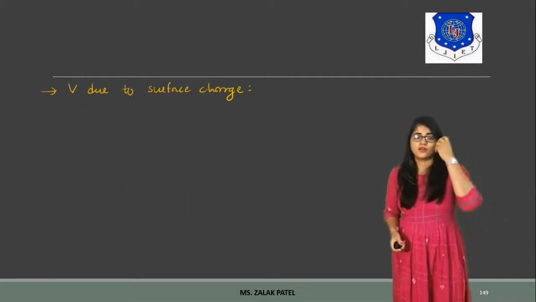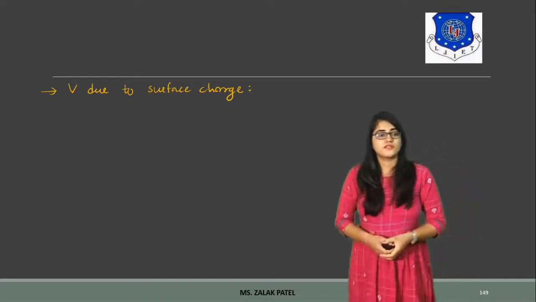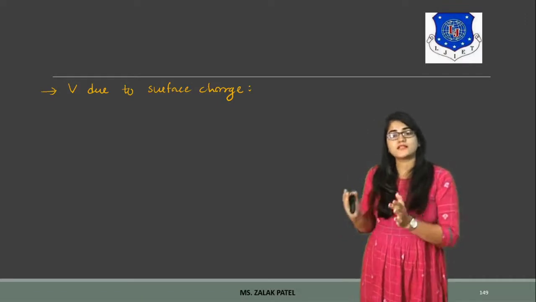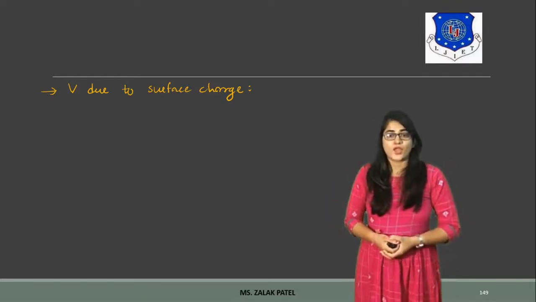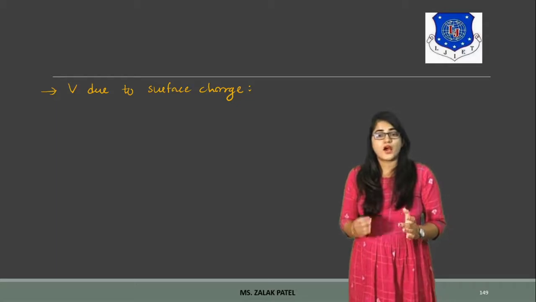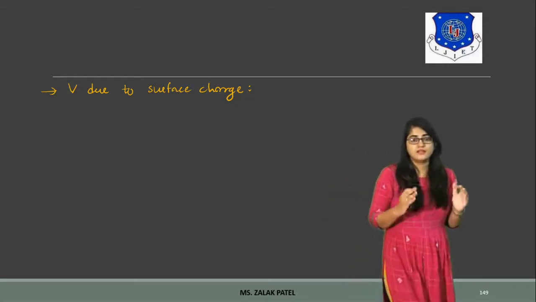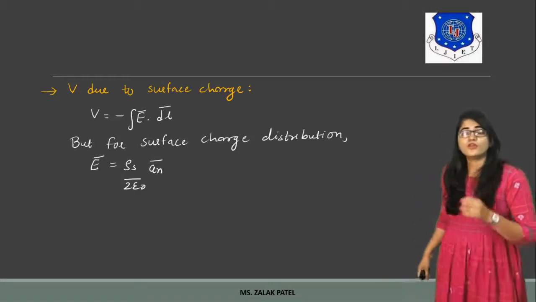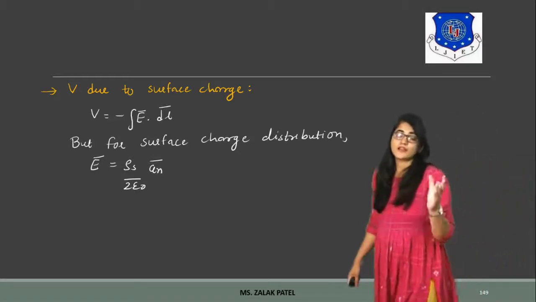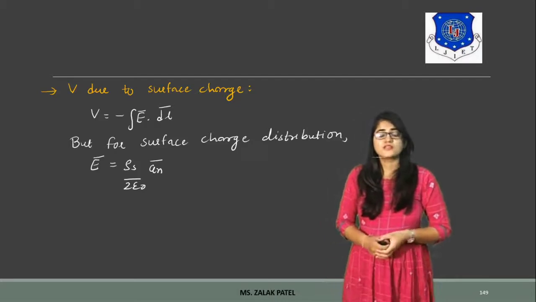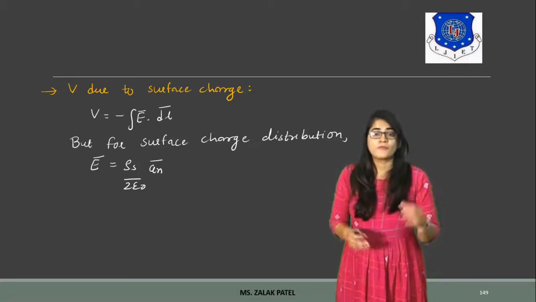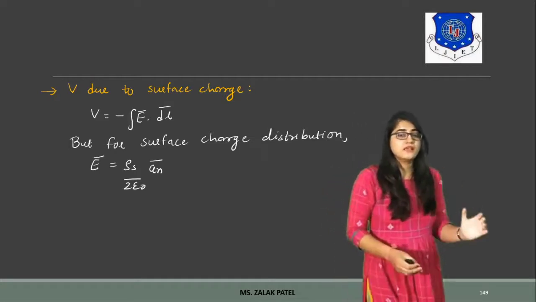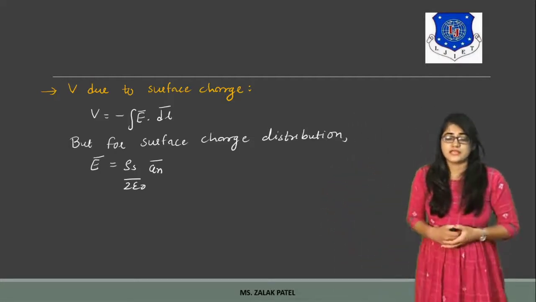Now for the third one, the potential due to surface charge. Potential due to surface charge is V equal to minus integration E dot dl bar. If we find the electric field intensity, then we can easily find this potential. So first let's find the electric field intensity. We know the formula is rho s upon 2 epsilon 0 a n bar. In the problem statement, rho s is already given, so the main thing is to find the direction of a n bar.